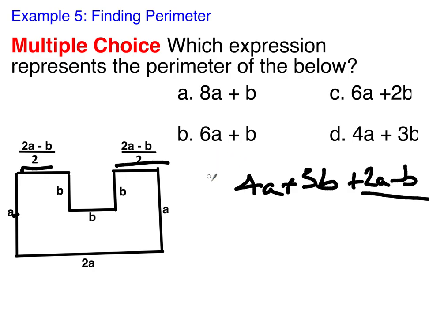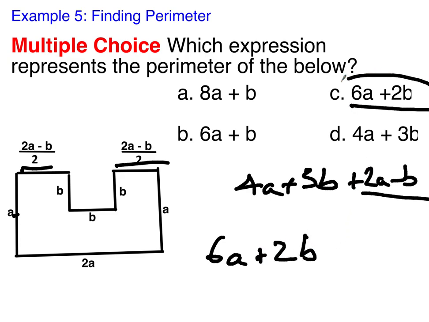That's what we got. Now let's combine 4a and 2a. That gives you 6a. 3b and negative b gives you plus 2b. So it's 6a plus 2b. The answer was C.